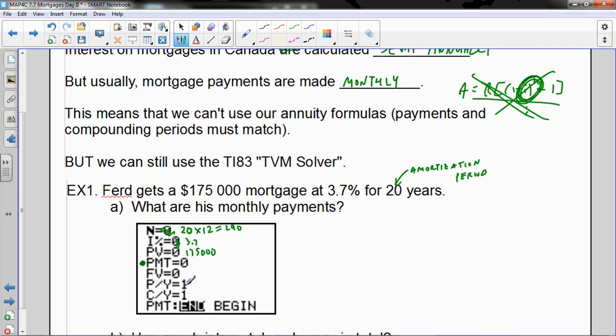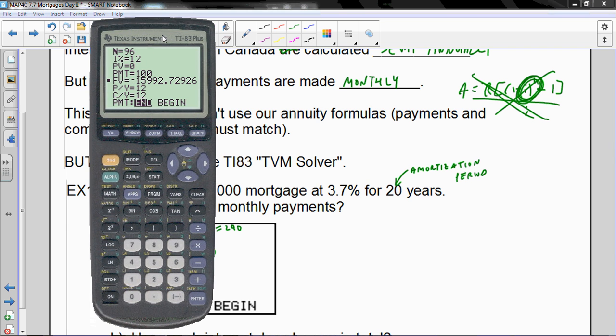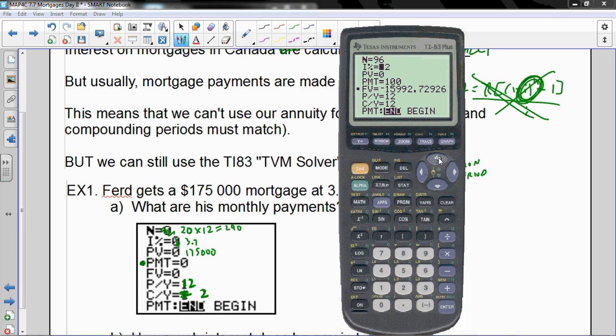Notice we have to be careful when we put this part in, because the payments per year were 12, but remember, on a mortgage, this has to be 2. So I've got to change that, even though the calculator wants me to switch it back to match. That's not the case. So here we go. N is 240, interest is 3.7. Present value is $175,000 for the house, which is a pretty nice house, probably. In the future, he will have paid it off, so the future value is 0. Payments are 12, and notice I've got to switch this to 2. When I switch that to 2, it looks strange, but this means it's a mortgage: 12 payments a year, but interest is compounded semi-annually. And now I'm going to go back to payment and solve it.